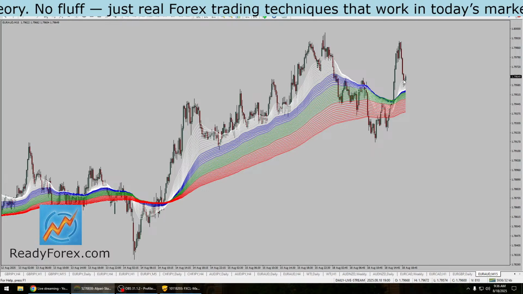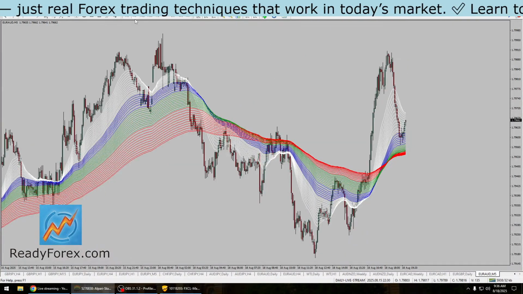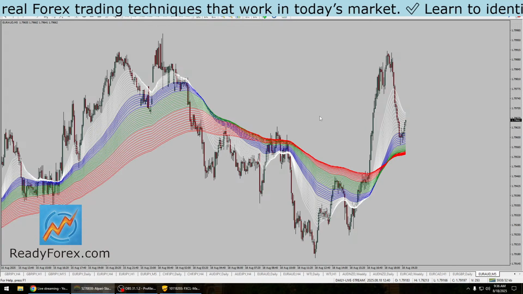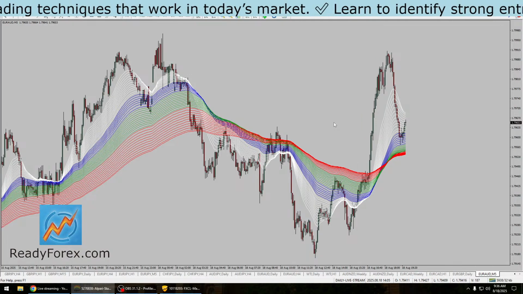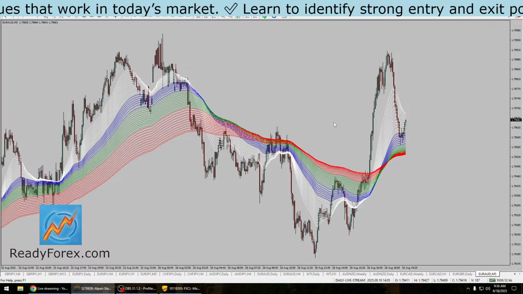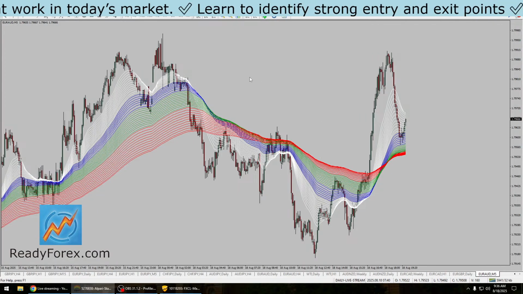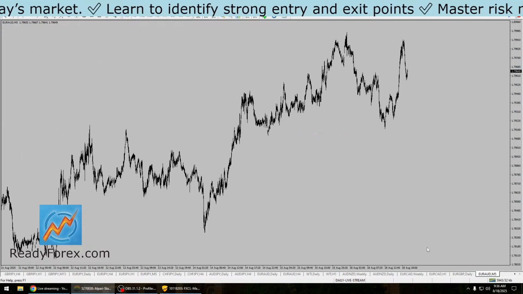So this is a pullback. See what it goes. The 15 minutes is suggesting a potential buy trade setup emerging inside Euro versus Australian dollar currency pair. Let me remove the rainbow.